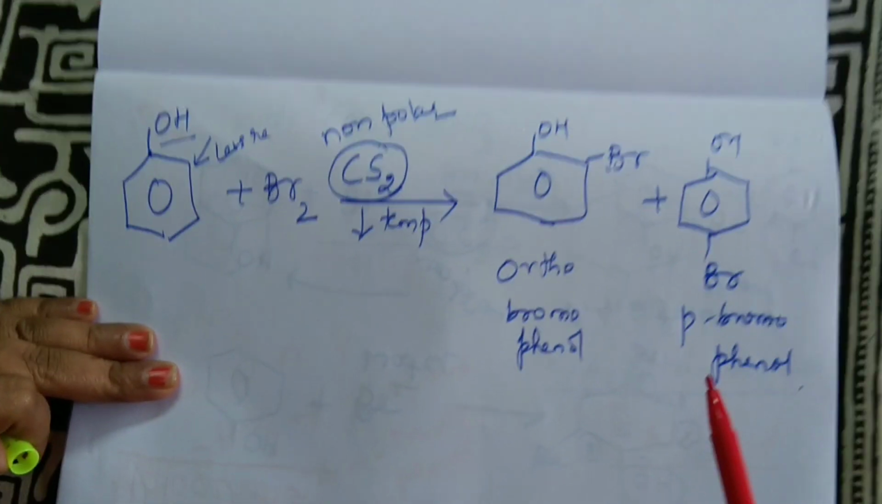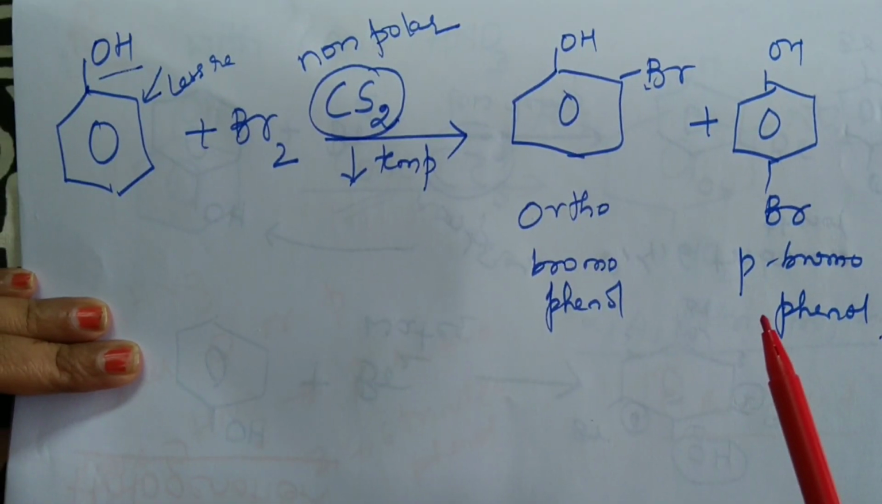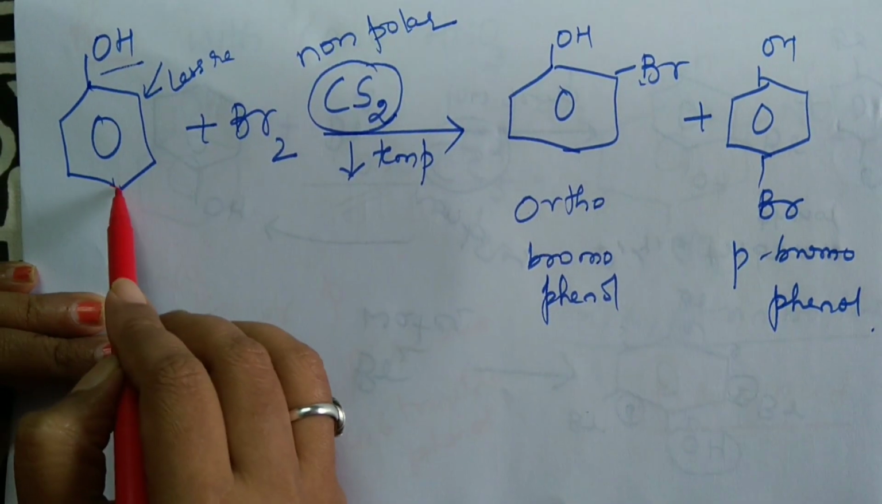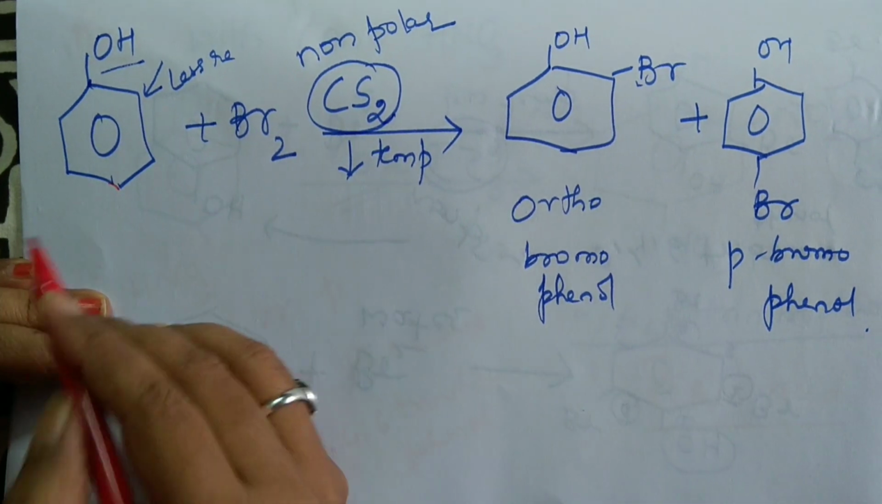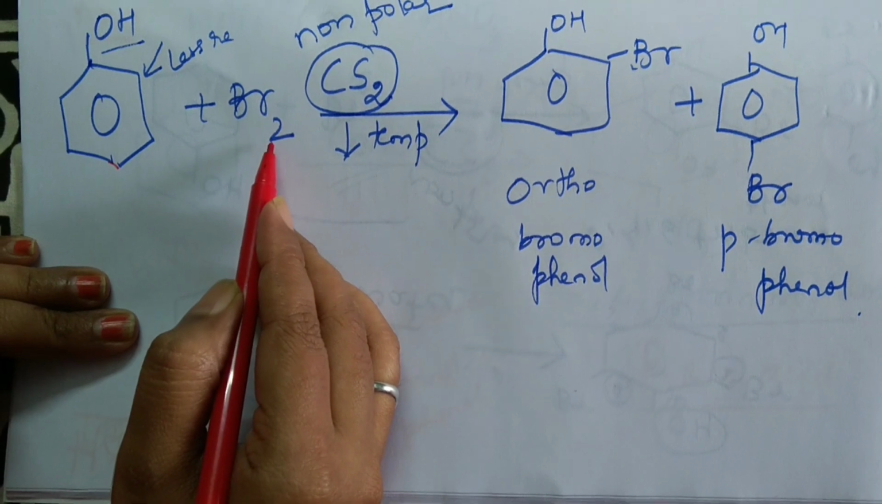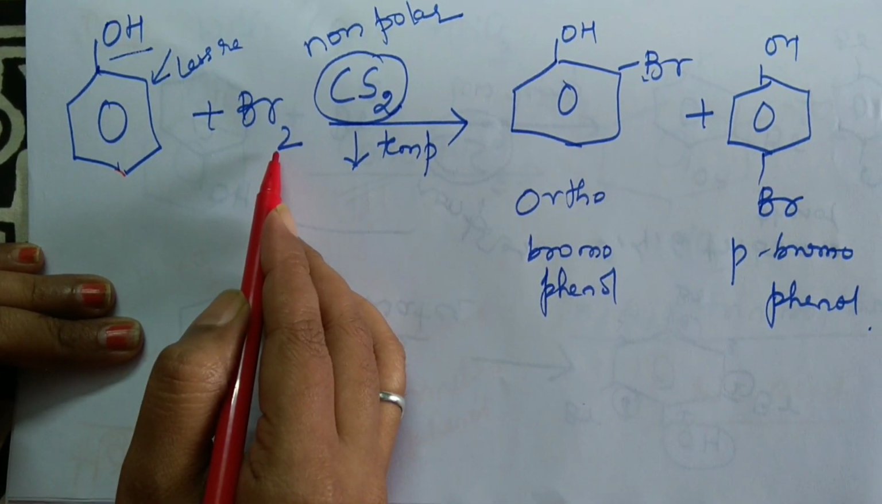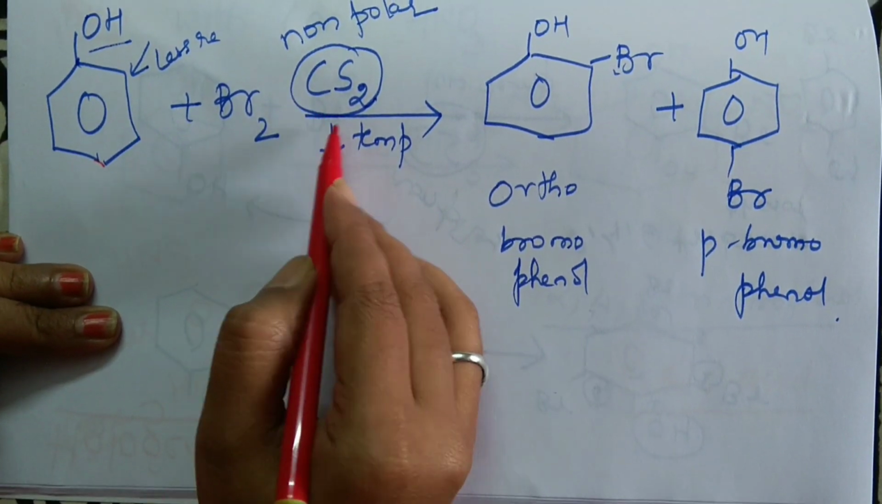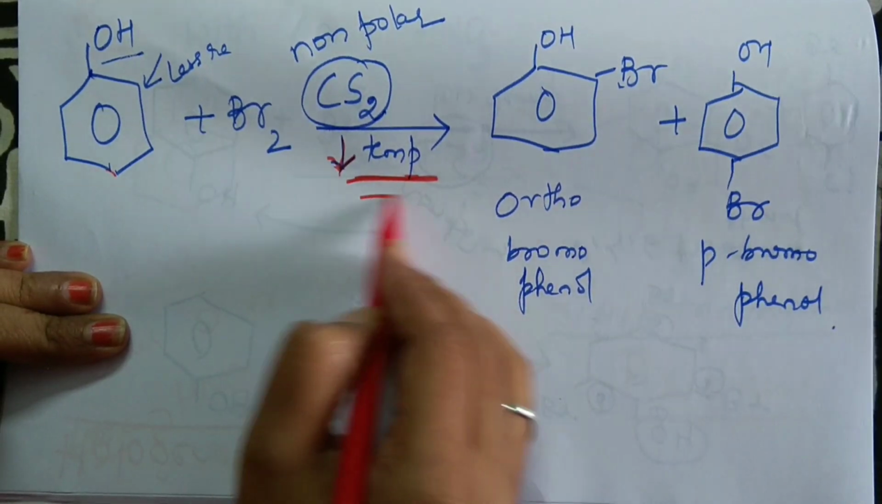What should I do then? I have to reduce the reactivity of phenol. Why? Because it is highly reactive. So how do I reduce its reactivity? I have to treat it with bromine, but in place of water, I make use of carbon disulfide and reduce the temperature.